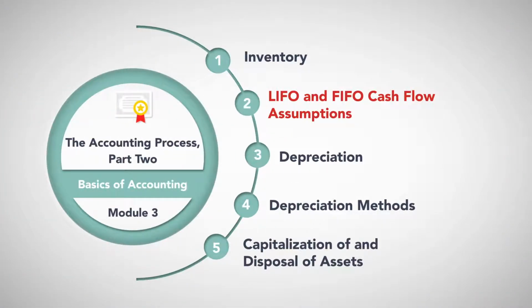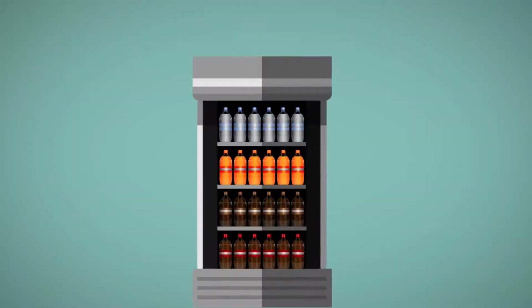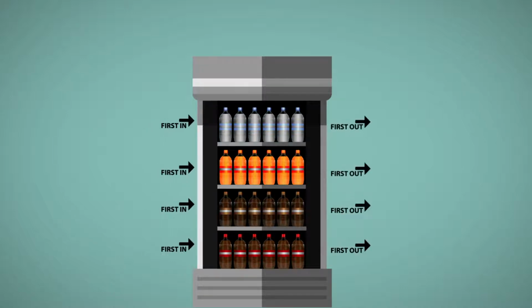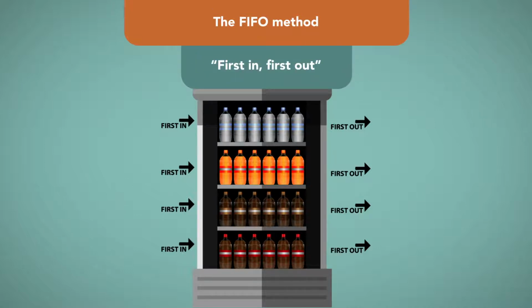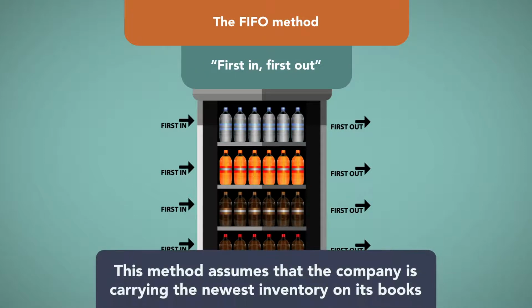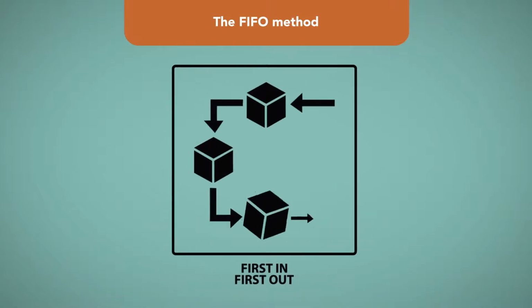LIFO and FIFO cash flow assumptions. One such cash flow approach assumes the first items stocked in inventory are the first ones sold. This is called the FIFO method, which stands for first in, first out. This method assumes that the company is carrying the newest inventory on its books. FIFO is often compared to a pipeline. The first to enter the pipeline is the first out.